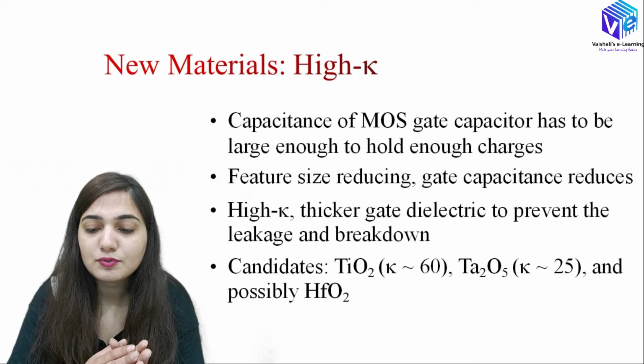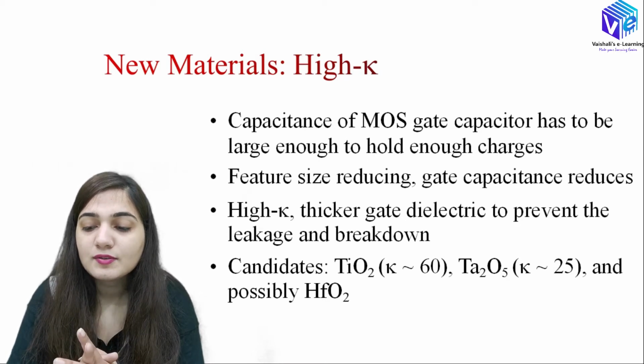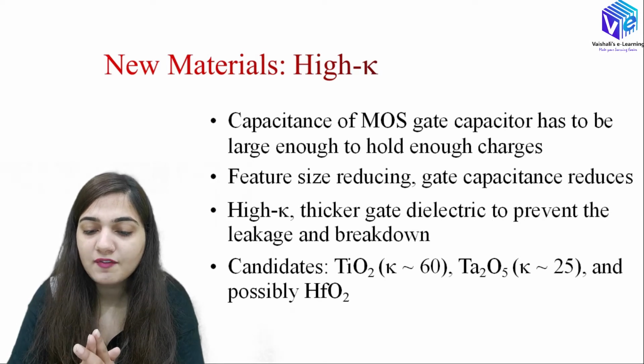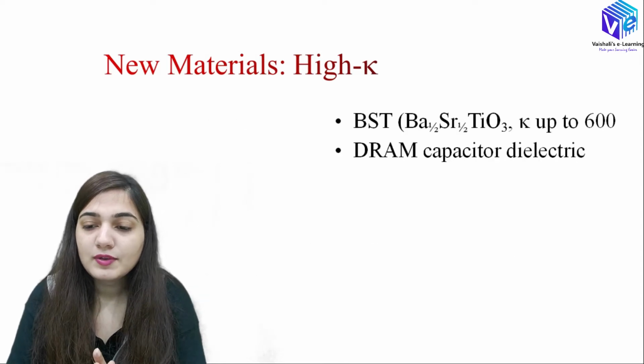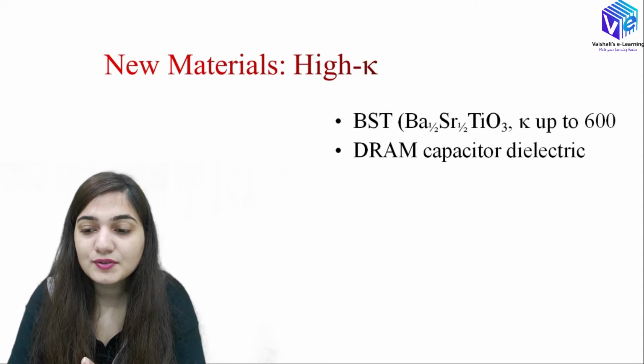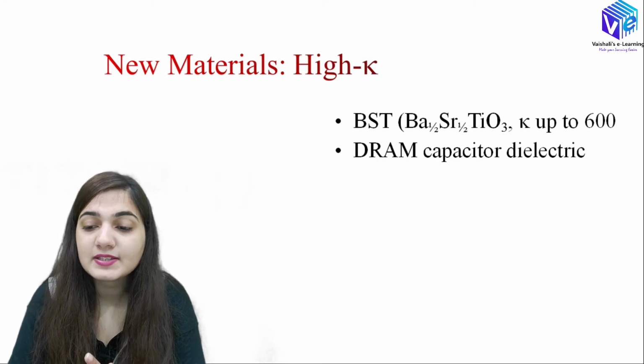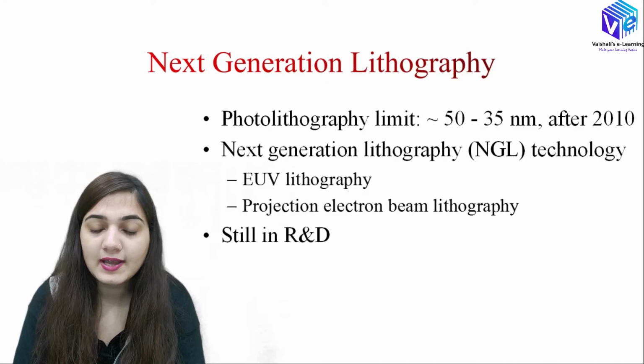Now we can use titanium dioxide, which has a dielectric constant of 60. We can use Ta2O5, which has a dielectric constant of 25, as well as HfO2. We can also use BST. What is BST? BST has a special formula, Ba half strontium half TiO3, and it has a dielectric constant of up to 600. So we can use it as the DRAM capacitor dielectric as well.